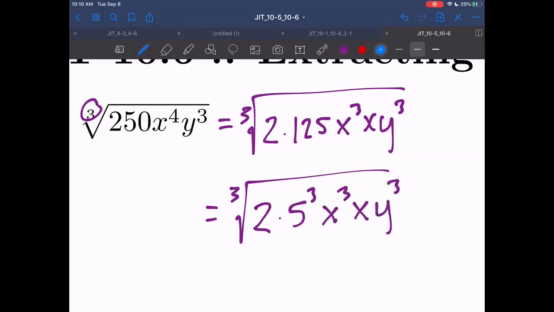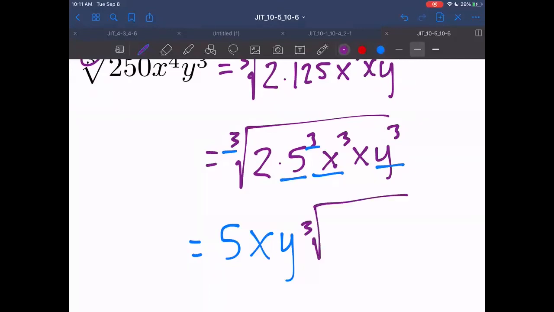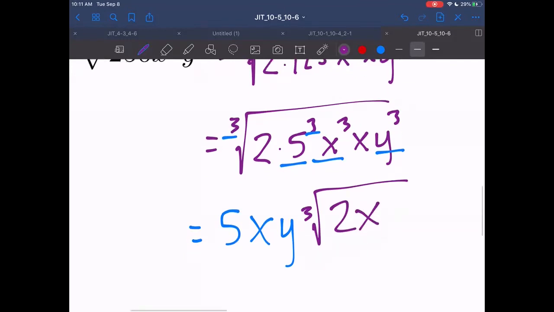And then we know that 125 is just 5 to the third. So then that gives us a 5 to the third, an x to the third, and a y to the third. All three of those can come out. Okay, so those would be 5 times x times y, because the root cancels the exponents, times whatever was left behind, so 2x in this case.